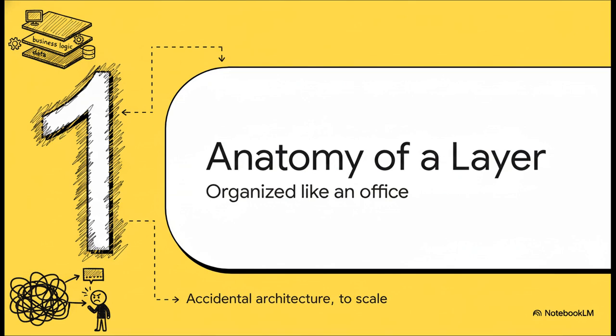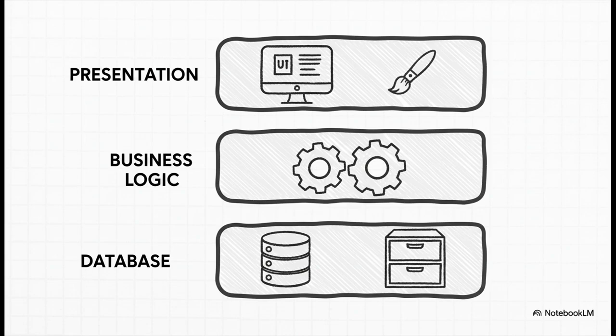First up, anatomy of a layer. We're going to see how software is organized, a lot like an office building. The whole thing is built on this one core principle, and it's super powerful: separation of concerns. Basically, each layer has one job, and only one job. It doesn't need to know the nitty-gritty details of the other layers. So the presentation layer handles how things look, but it has no clue how the data is stored. And the database layer stores the data, but it couldn't care less what font the user is seeing. Each layer is a specialist, totally focused on its one responsibility.